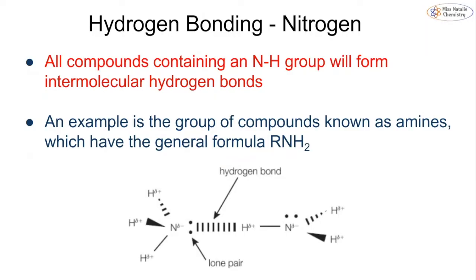We can also get hydrogen bonding if a compound contains an NH group, because again, it's very electronegative. So an example would be in our amines, which you will go into more detail about in the organic topics in both AS and A2. But amines will have the general formula of RNH2, so they contain this nitrogen connected to the hydrogens. Again, we have a lone pair here, and we have a delta negative being attracted to the hydrogen delta positive on another substance, and then we get this hydrogen bond forming here.